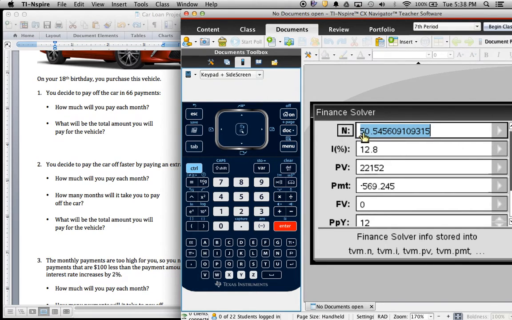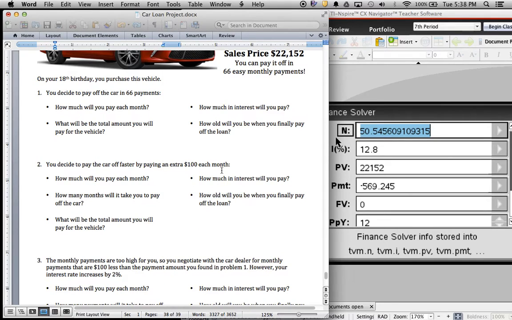So in this case, it'll take you 50.55 payments. Anytime you have a partial payment, for most of you, for this second scenario and the third scenario, you will have a partial payment. I want you to round to 2 decimal places. Okay, so 50.55 payments. Now when you're calculating the total amount, how much will you pay each month? It's just $569.25.